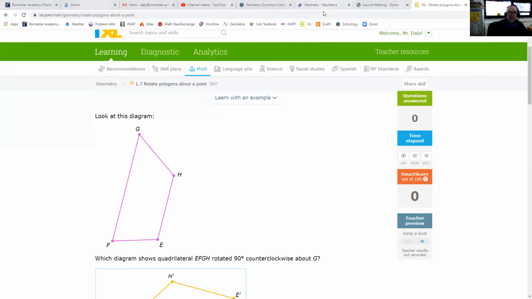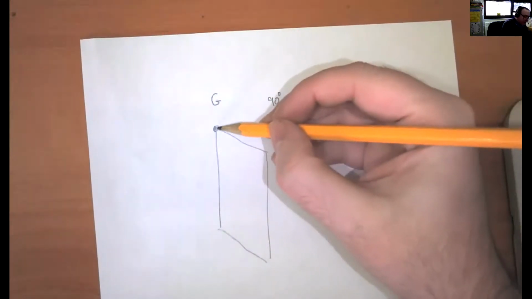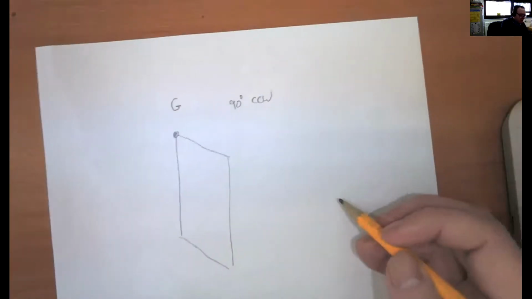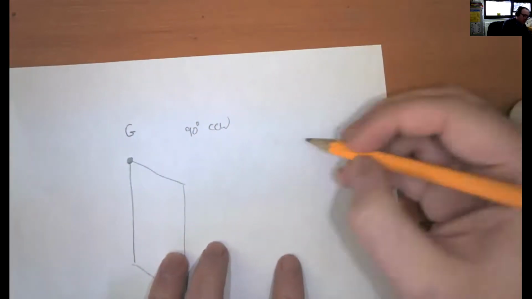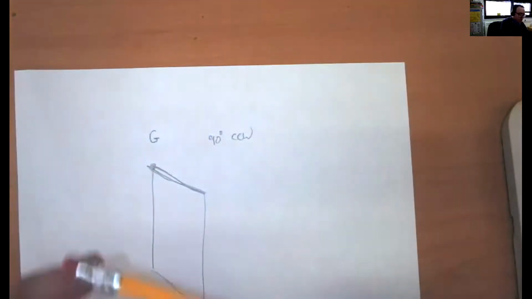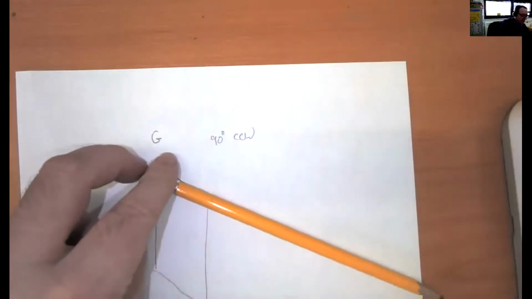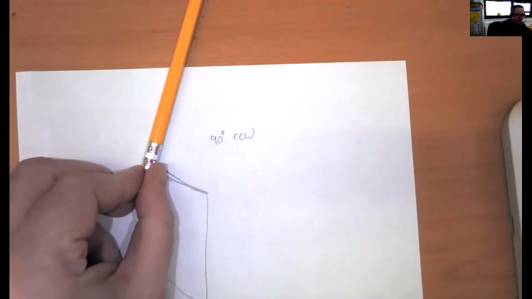So back to the camera. All right. So we're going 90 degrees counterclockwise about G. So first of all, let's think about what 90 degrees counterclockwise is going to look like. That's saying that if we have a line segment like this, and we rotate it 90 degrees counterclockwise, it should wind up about there.